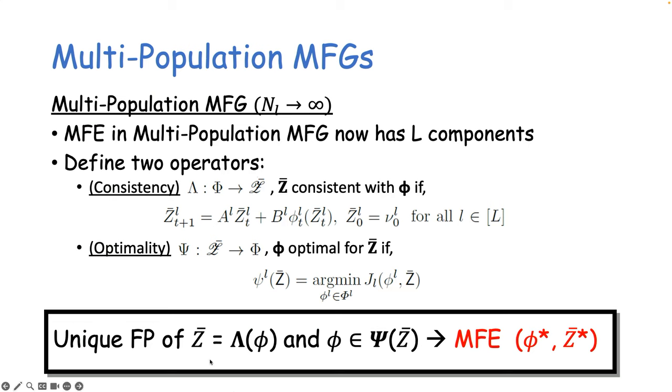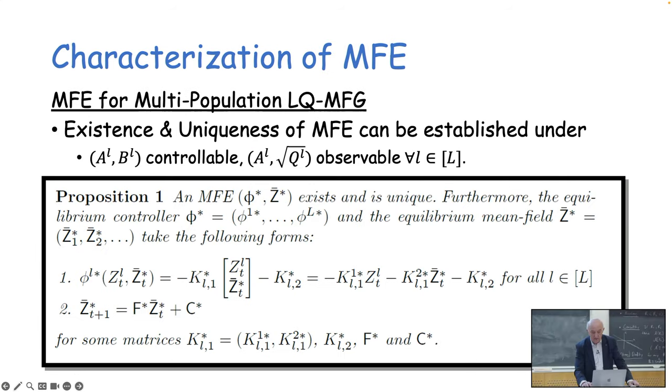What we can show is that there is a unique fixed point of these maps. So then there is a unique mean field equilibrium. Phi star denotes the policies of the agents, and there are L different policies, because the agents within each population are indistinguishable, but across populations they are distinguishable, and the L-dimensional Z. If we have controllability and observability, then we have existence and uniqueness. So when I said we have uniqueness of the fixed point, it's under these two reasonable conditions.